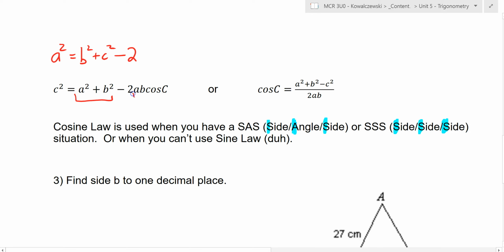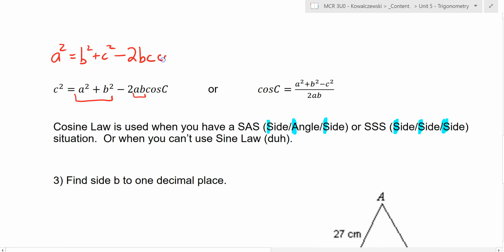Now if you take a look, the two sides that we multiply here are the same as the two squares that we added. So in this case, it would be times 2bc, and then cosine of whatever angle we're finding, that angle A. Okay, so we're not algebraically rearranging the equation. We just substitute in the side that we want and the angle that we want.